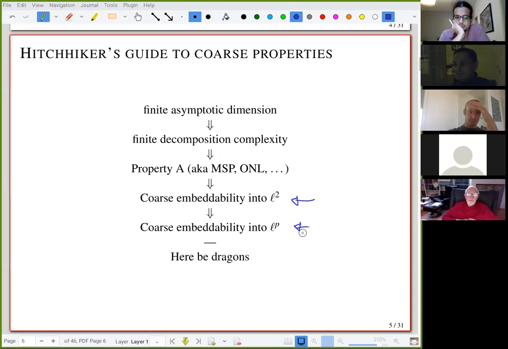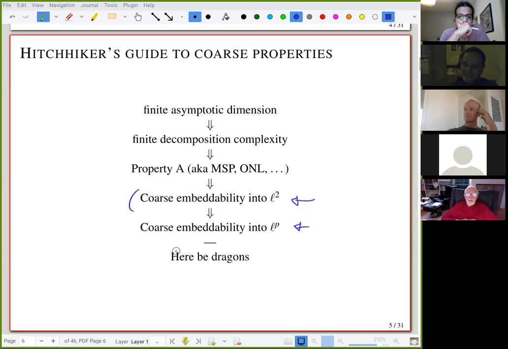And then, right, so those are, you should think of these as sort of levels of niceness, right? So things with finite asymptotic dimension, super nice. And then you go on, property A is still sort of workable. You can prove things about it with it. Then it gets really much harder with coarse embeddability usually.